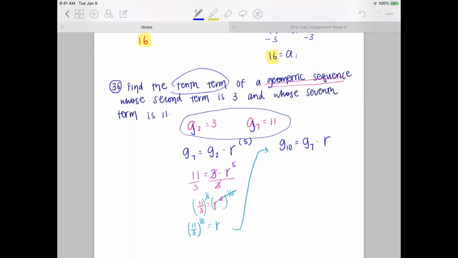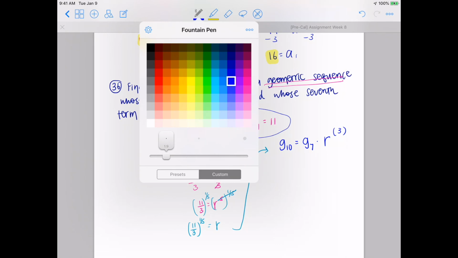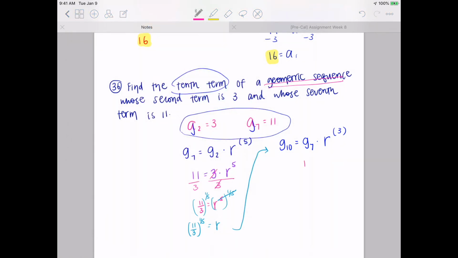So g sub 7 times r to the, how far are they from each other? They're 3 numbers away. Okay, and then substitute. We get 11 times our ratio, which is 11 over 3 to the 1/5 to the 3rd power equals g sub 10. This becomes 3/5. 11 over 3 times 11 is g sub 10. And if you put this in the calculator, you should get 23.9859.